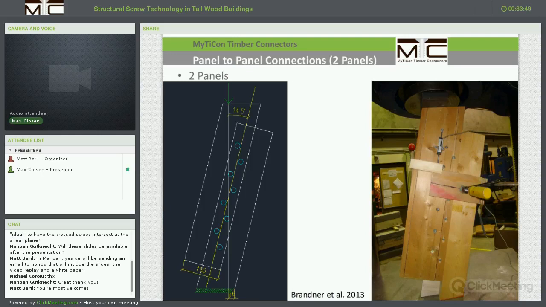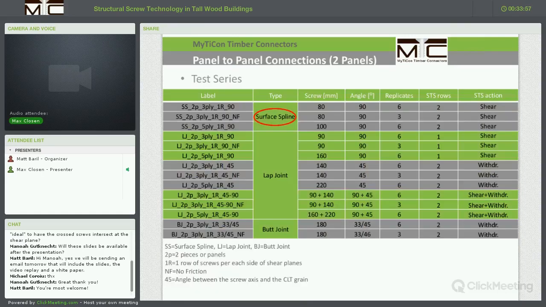For the second set of testing, we looked at the approach from Bradner, which basically subjects the panel to a plane shear load. We again looked at a variety of different connection systems here with surface ply joints, lap joints, butt joints. Again, we looked at a new factor here and tried to eliminate the friction. So all specimens that are labeled NF are no friction.